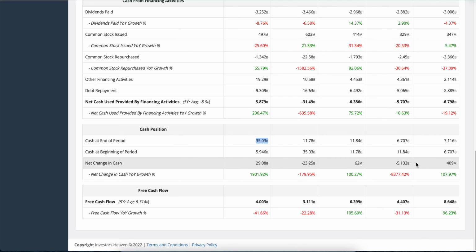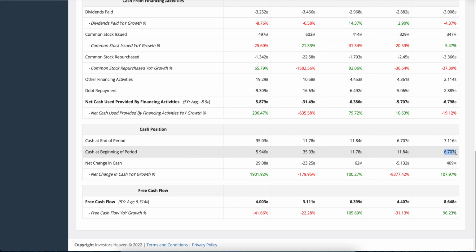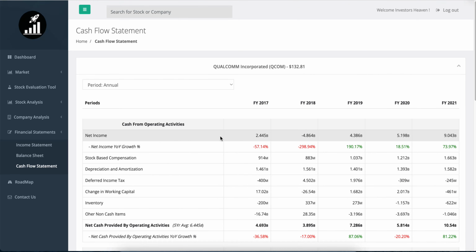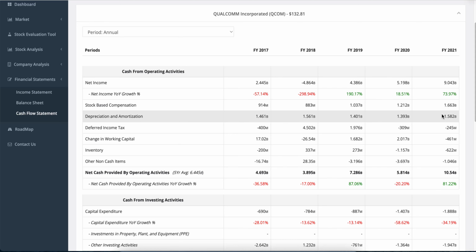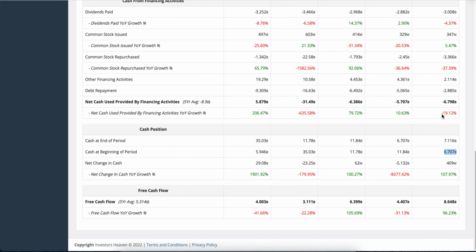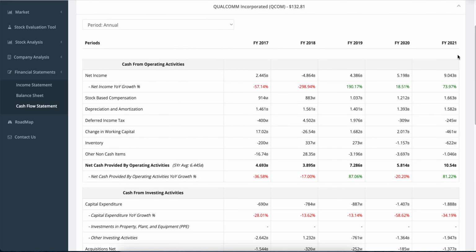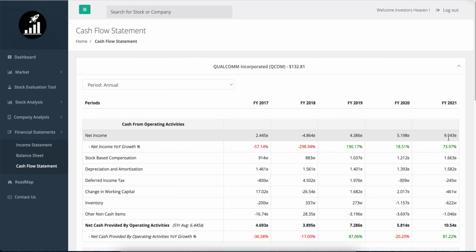35 billion here, and right now we're sitting at 6.7 in terms of the cash of the company. But the net income has been increasing as we examined, and if you exclude this stock-based compensation, which will happen in many, especially tech companies, and depreciation and amortization, you have increasing free cash flow as well. 4 billion, 3 billion. Again, these were years that were not great. But after that, 6.4. A little bit of a decrease here, but then again, 8.6 in 2021. All right, things are looking pretty nice for the company.